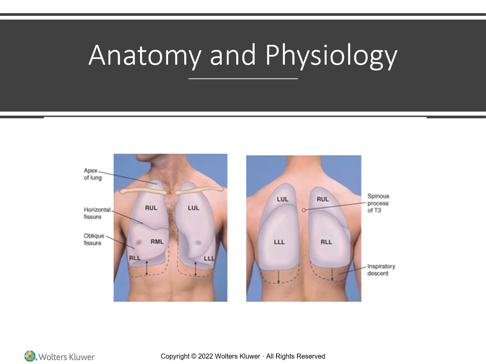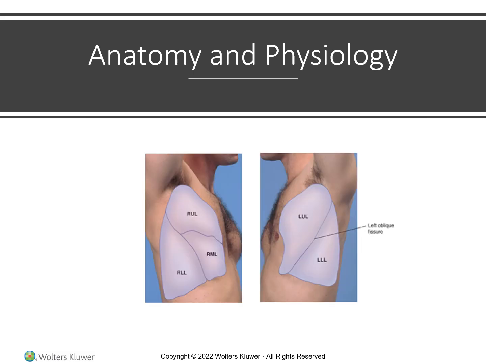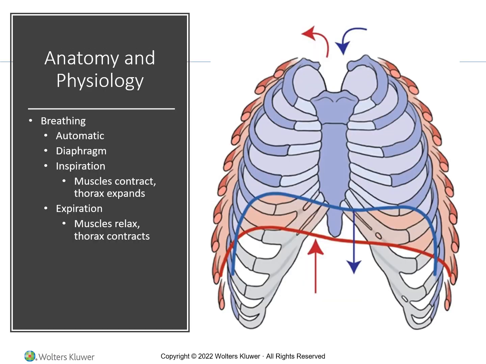These next two slides are helpful in viewing the lobes of the lungs, 3 on the right and 2 on the left to make room for the heart. This is a lateral view of the right and left lobes. The normal breathing pattern in an adult will be automatic, diaphragmatic, involving inspiration where the thorax expands and expiration where the thorax relaxes.